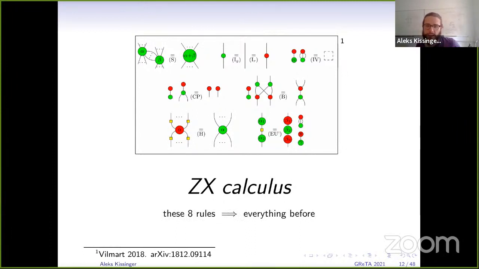Okay, and in fact, this is actually complete. So if I draw two ZX diagrams which represent the same computation semantically, then I can always translate one into the other one using these rules. Okay, so somehow this is already a maximal set of rules in terms of what you can prove with the ZX calculus.